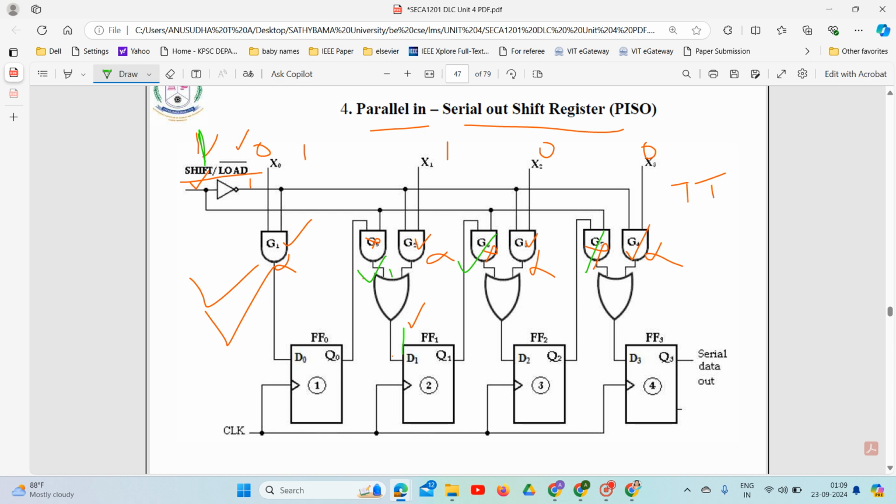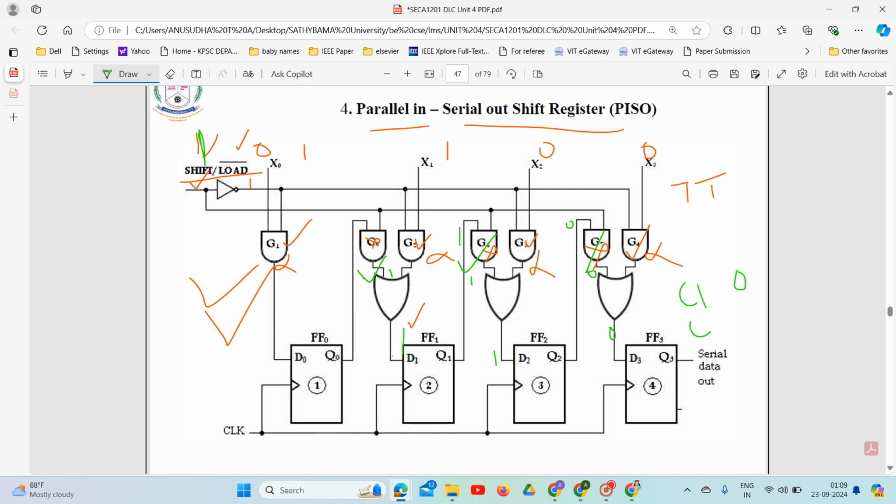Now D1 stores 1. So Q1 output is 1, right? Again here is also 1, here is also 1. Your D2 input is 1. The Q2 output is 0. So 0, 1, 0 is 0. Again here your OR output is 0. The last flip-flop stores the 0. Whatever data is stored in D3, we are receiving that as a 0. This happens for clock pulse 1.